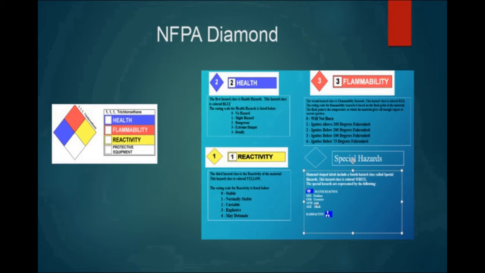W with a line through it, water reactive. OXY, oxidizer. COR, corrosive. ACID means it's an acid. ALK means it's an alkali. The trefoil means that it has radioactivity.